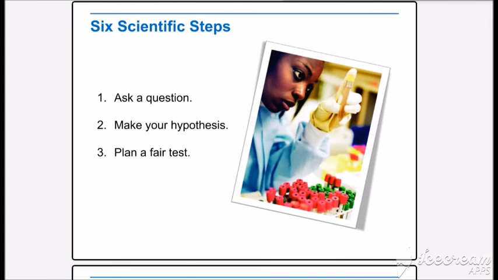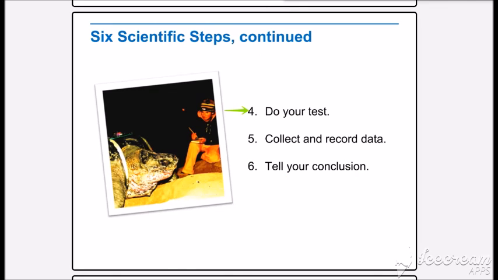And now let's memorize the 6 scientific steps. Number 1, asking a question. Number 2, make our hypothesis. Number 3, plan a fair test. Number 4, to do the test that we plan or we prepare. Number 5 is to collect and record the data. Number 6, to tell or to extract our conclusion.